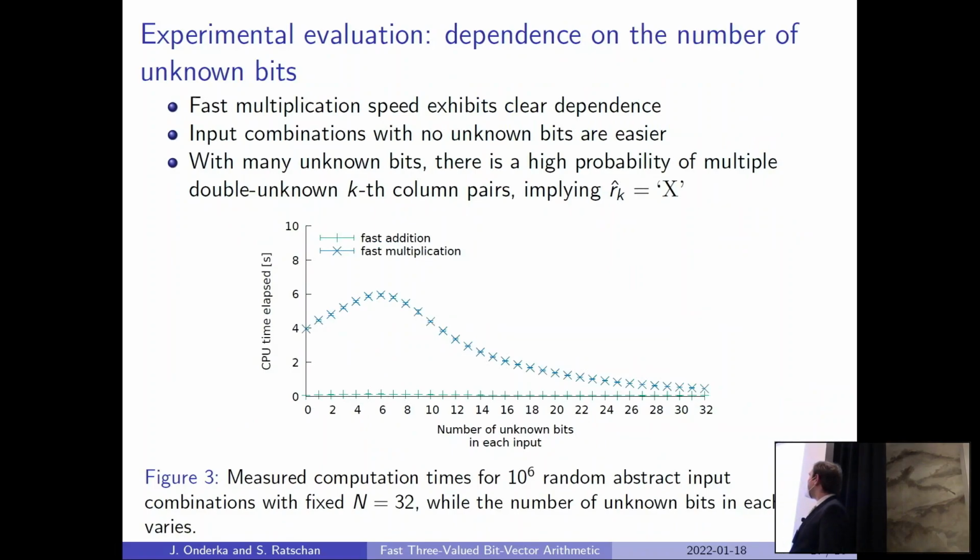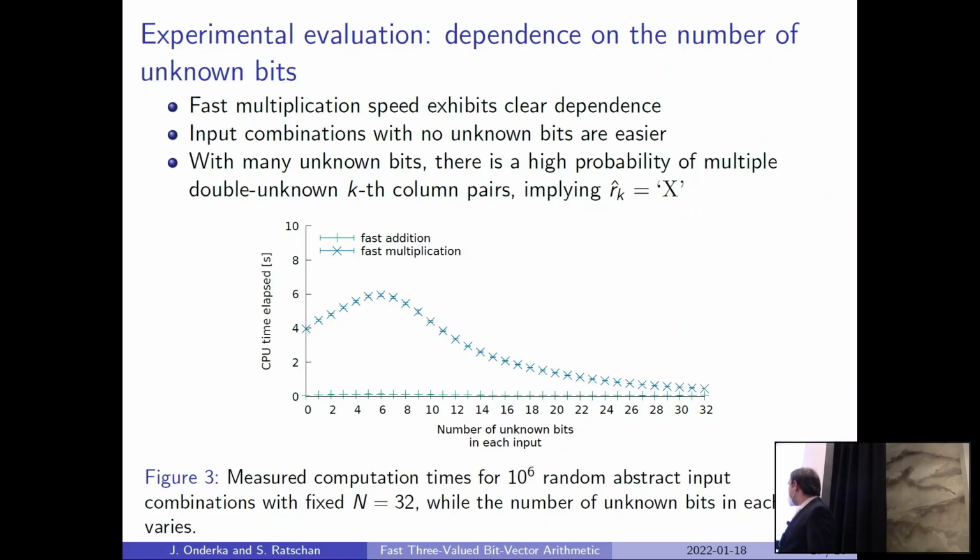Now, we can also look at the dependence on the number of unknown bits. If we fix the number of input bits at 32 and just vary the number of unknown bits in each input, we get something like this, where the fast multiplication is at its fastest when all of the bits are unknown, because this means that immediately there are double unknown kth column pairs for almost every k, and immediately this implies that Rk is x.